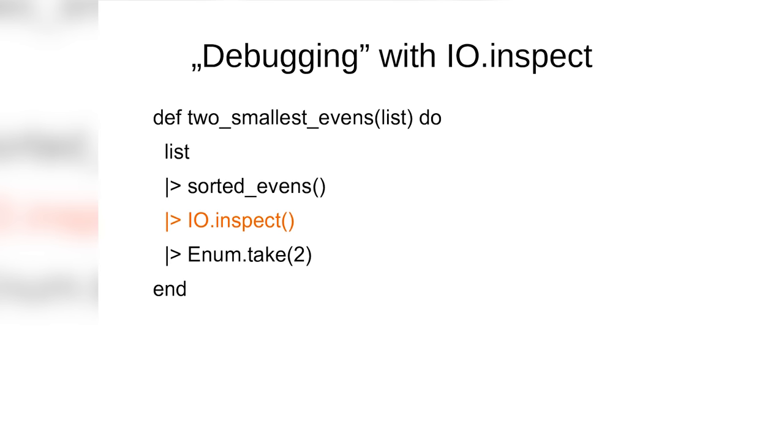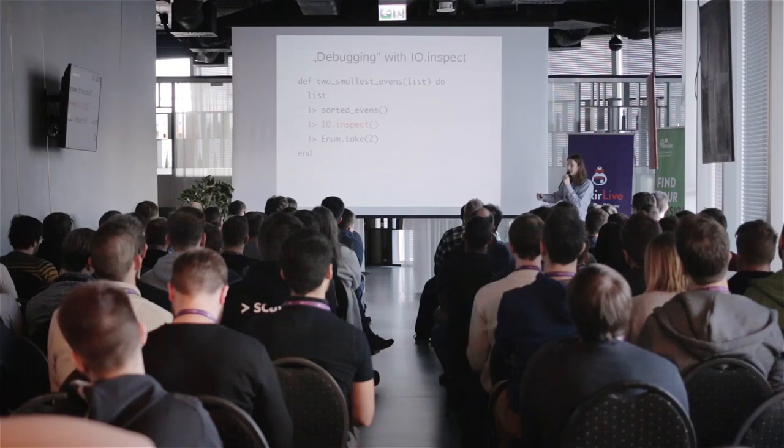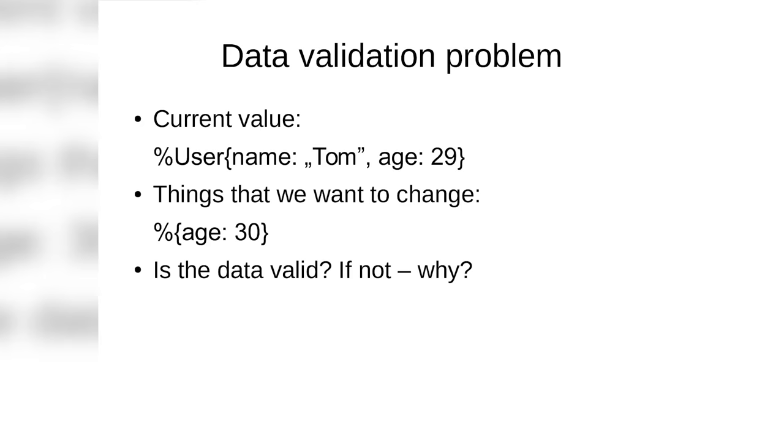Another nice thing about piping things is that you can use basic IO.inspect for debugging if you're learning the language. Because IO.inspect not only prints the data structure that we use, but it also returns it unmodified. So it doesn't modify how the pipe chain works. Okay, are there any questions so far?